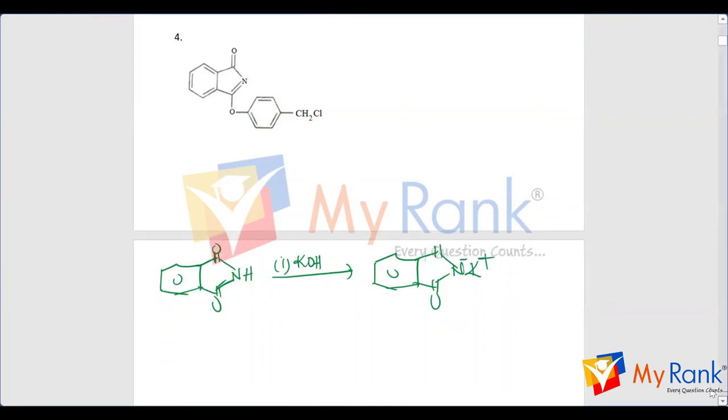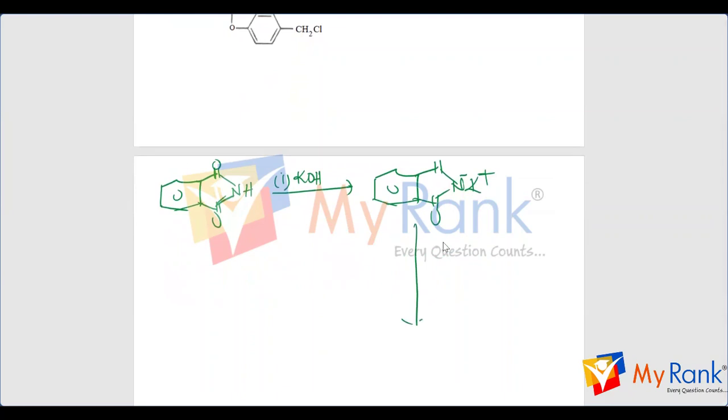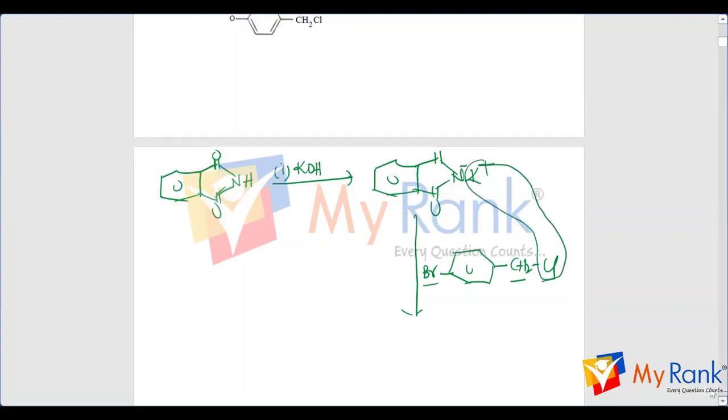And when the potassium phthalimide reacts with the halide: here bromine is attached to the benzene ring, and the next one has chlorine attached to the normal carbon. So this is aliphatic and this one is aromatic. Therefore, aromatic halides will not be involved in the reaction. Only aliphatic halides are involved. So K plus and Cl are eliminated, and the product is formed.